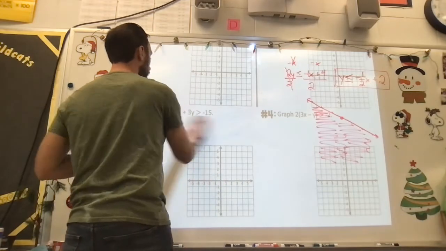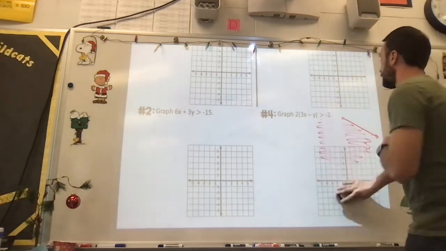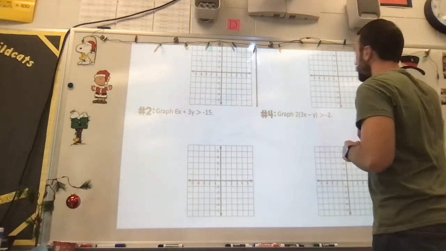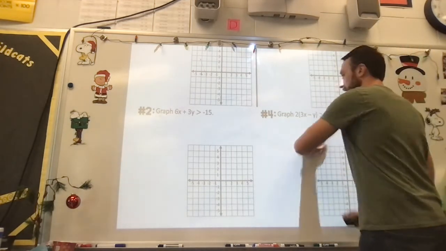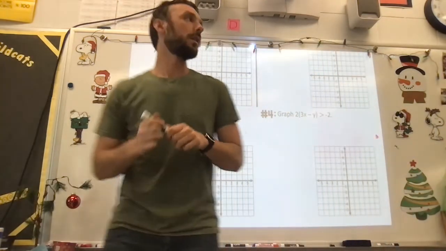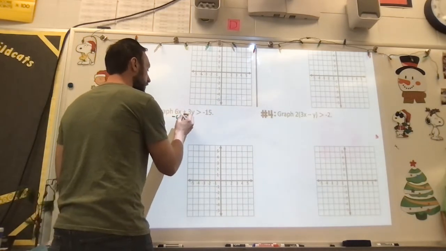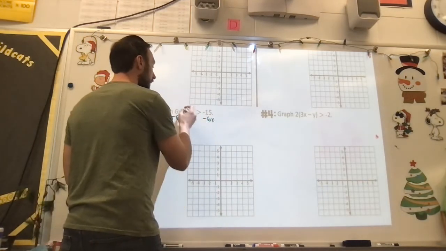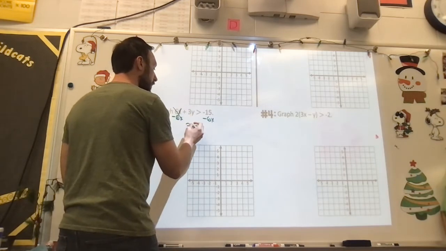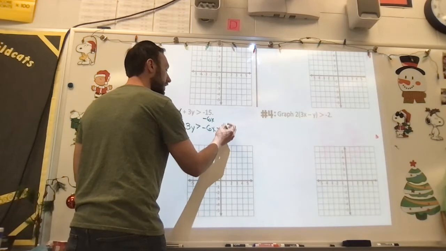And on our bottom left one, number 2 says graph 6x plus 3y is greater than or equal to negative 15. So just like the last problem, our first step is to get it in slope-intercept form. So I need to get this y term alone. So I'm going to subtract 6x on both sides. Those cancel out. That leaves me with 3y is greater than negative 6x minus 15.